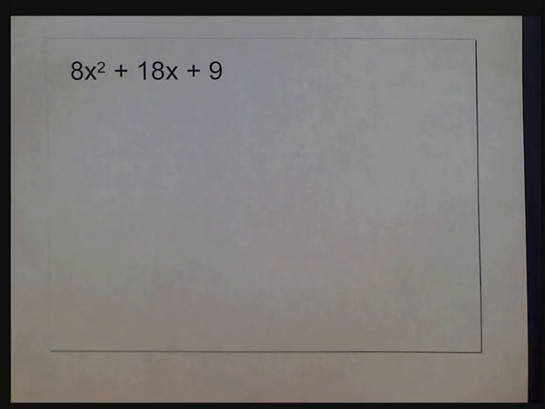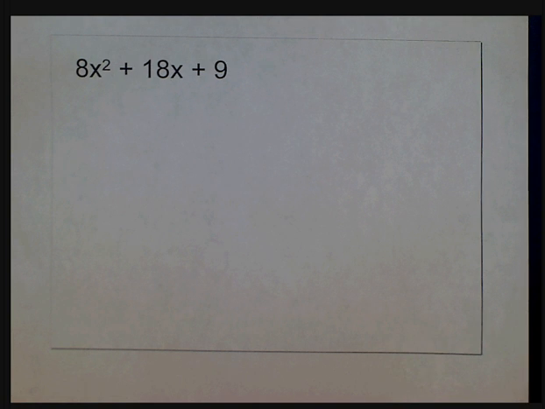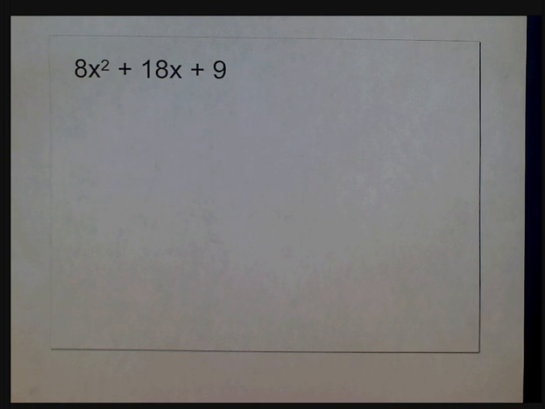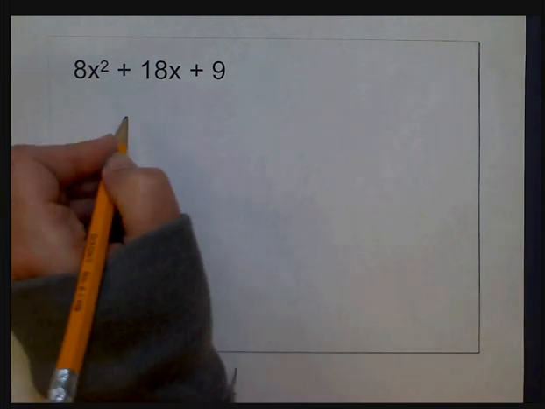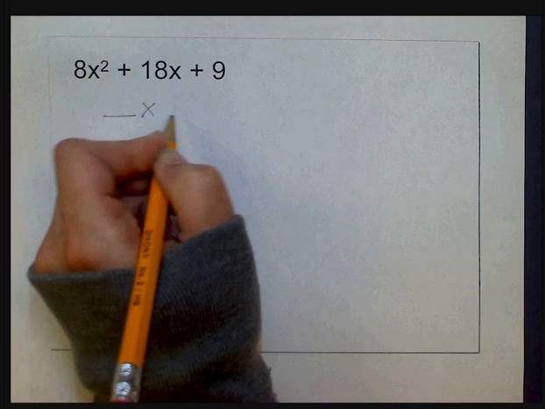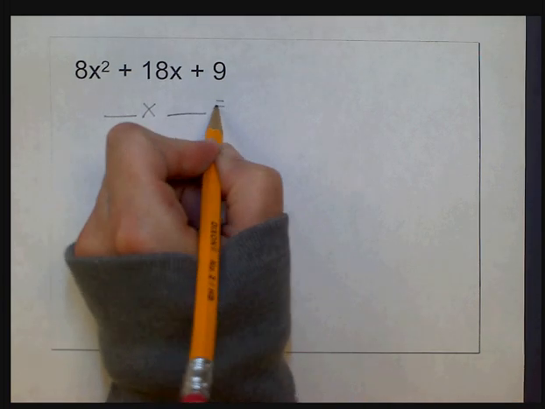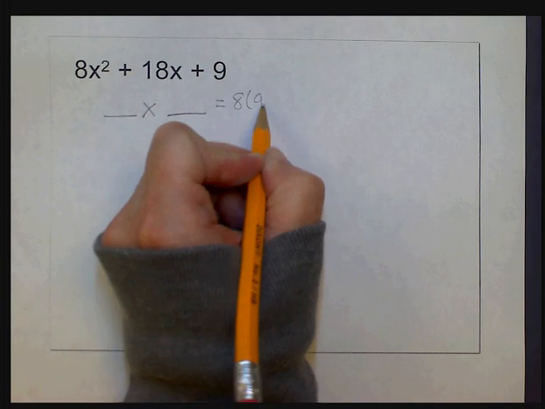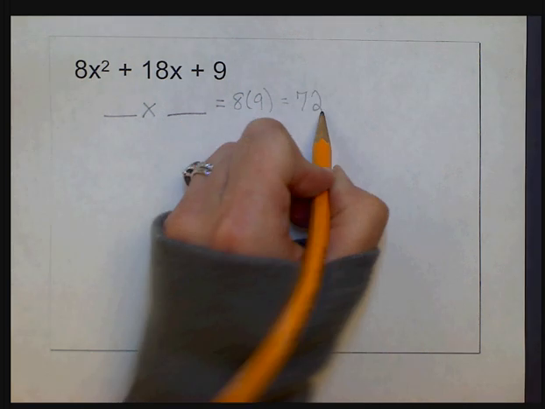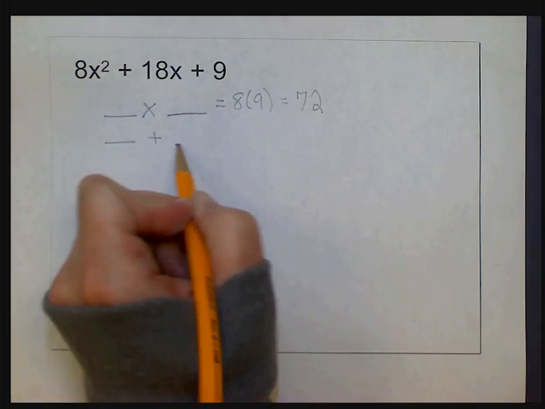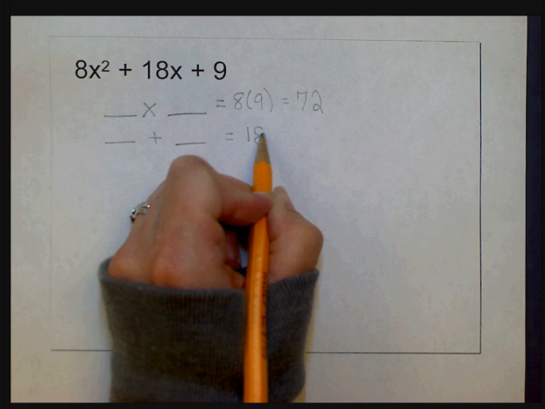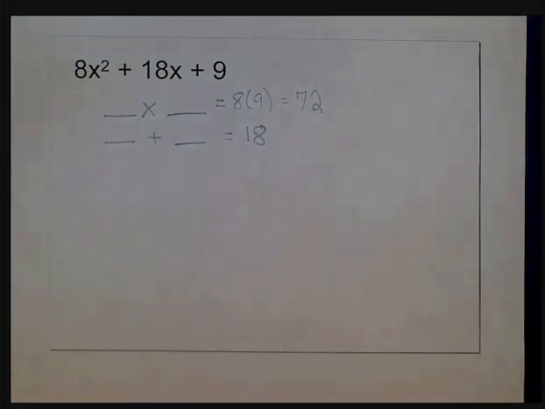All right, third problem. 8x squared plus 18x minus 9. So I'm still looking for two numbers that multiply together to give me 8 times 9, which is 72, and that add together to give me 18. So we want to look at all the ways that we can make 72 and play around with those factors.